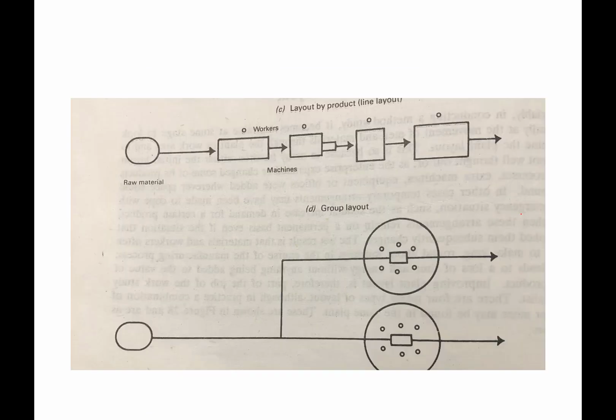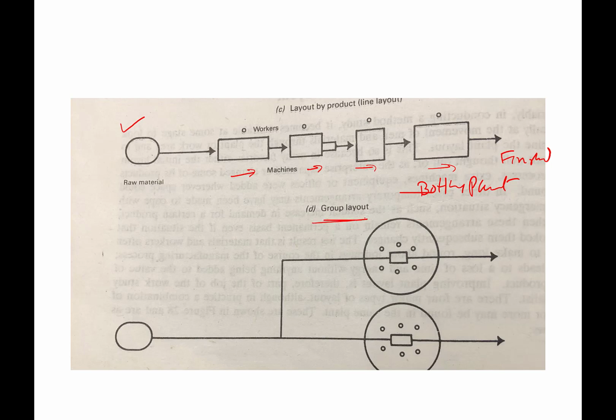Okay, this is the product layout where, starting from the raw material, it is moved through the different stations where work is done until it is finished. So mostly for assembly lines like in bottling plants or cement industry, steel industry, this kind of setup is used. Then I was talking about the group layout.